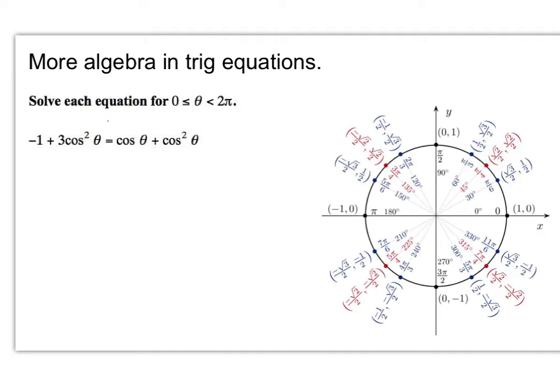And to start this off, I'm going to get everything onto the same side. So I'm going to subtract cosine squared theta from both sides. That gives me 2 cosine squared theta. I'm going to put the minus 1 all the way at the end. And I'm going to subtract cosine theta from the other side as well.